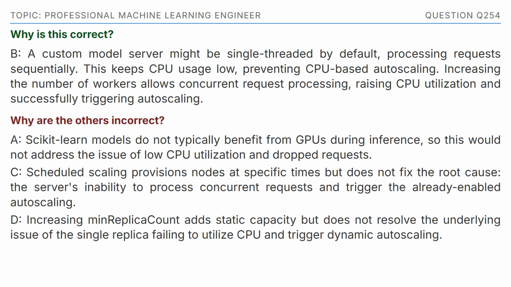Why are the others incorrect? A. Scikit-learn models do not typically benefit from GPUs during inference, so this would not address the issue of low CPU utilization and dropped requests. C. Scheduled scaling provisions nodes at specific times but does not fix the root cause, the server's inability to process concurrent requests and trigger the already enabled autoscaling. D. Increasing min replica count adds static capacity but does not resolve the underlying issue of the single replica failing to utilize CPU and trigger dynamic autoscaling.